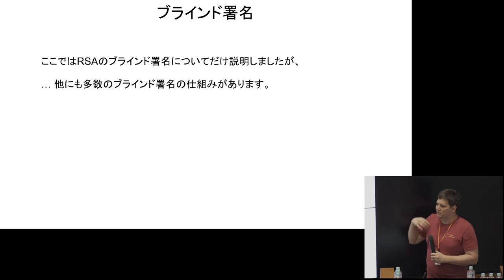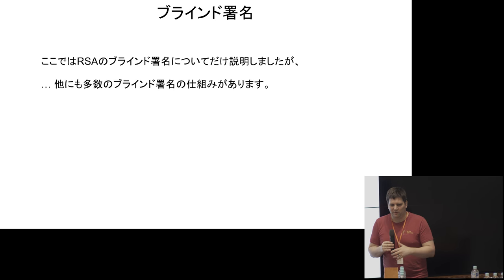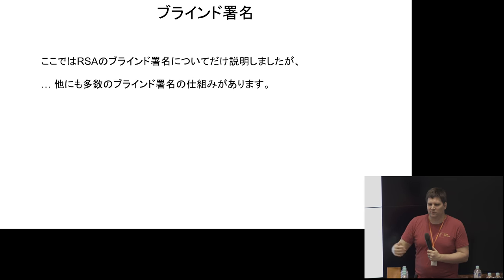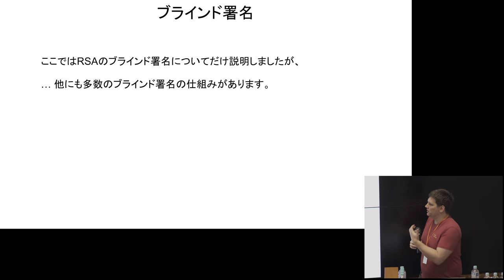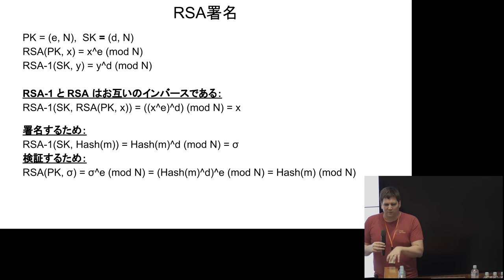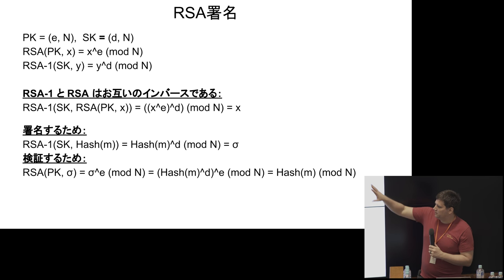I'm doing RSA because it was the first one that was invented, and many other blind signature schemes have different properties that are a little bit more complex. But RSA is sort of the original blind signature scheme, and the easiest one to understand. And the one that most people are using right now. So I'm going to go a little bit more into the math behind how this works. Please ask me questions.